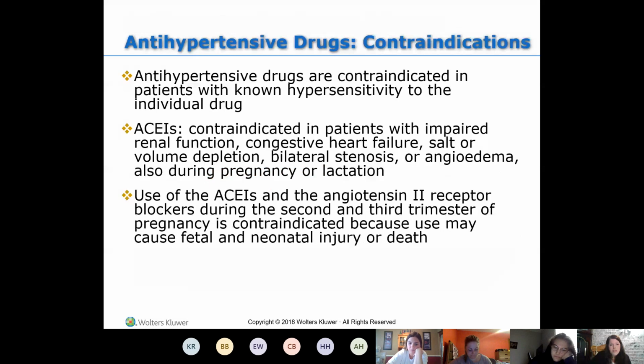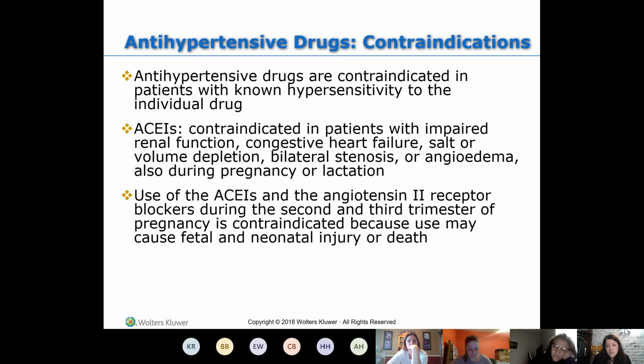So obviously, antihypertensive drugs are contraindicated in patients with a known hypersensitivity to the individual drug. So if our patient is allergic to one ACE inhibitor, they're very likely allergic to all ACE inhibitors. Same thing if they're having some major adverse reactions, we're going to want to try them on something else. We're not the prescribers, of course, but we wouldn't anticipate them being on the same class. There's enough classes where they can be on something else if they have a hypersensitivity.